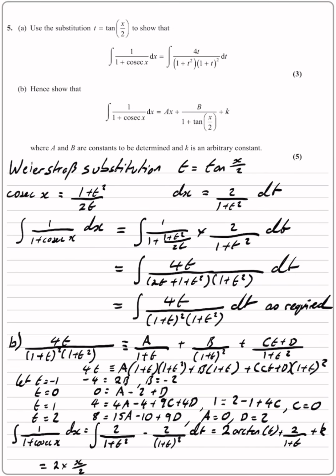Then we can reverse the substitution, so we know that t is equal to tan of x over 2. So if we put tan of x over 2 into that, we get 2 lots of x over 2, plus 2 over 1 plus tan of x over 2 plus our constant of integration k. 2 times x over 2 is just x, and we get the answer that they wanted, x plus 2 over 1 plus tan of x over 2 plus k.